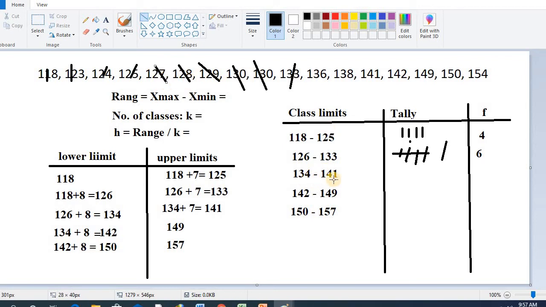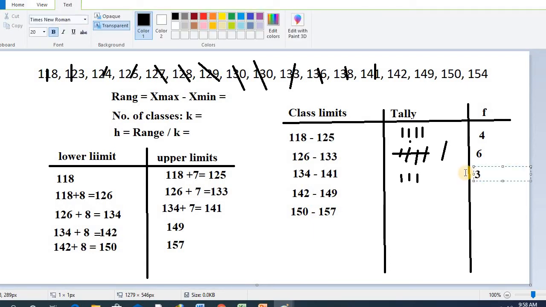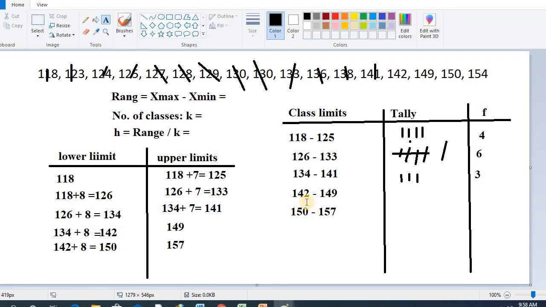Next, from 134 to 141: 1, 2, 3. 3 values in this class. So 1, 2, and 3. So 3 values fall in this class. This is 3. Next, from 142 to 149: 1, 2. Only these 2 values fall in this class. So 2 values. 1, 2. So 2.